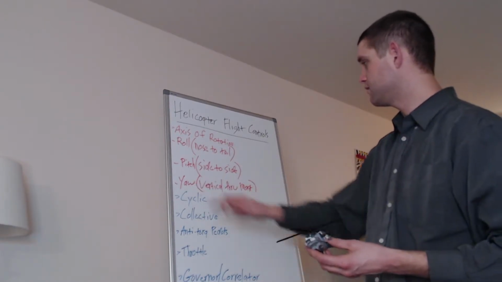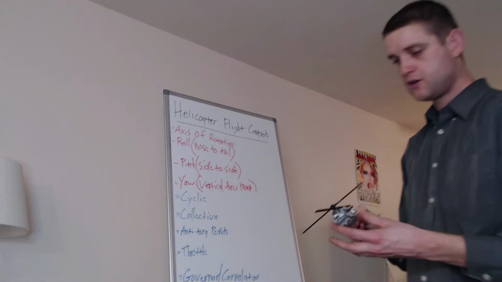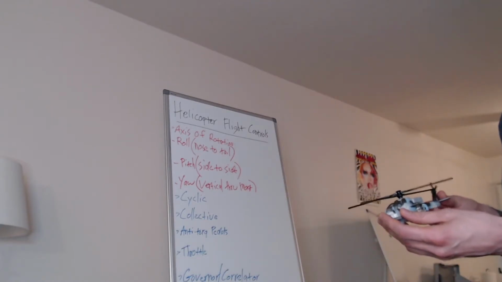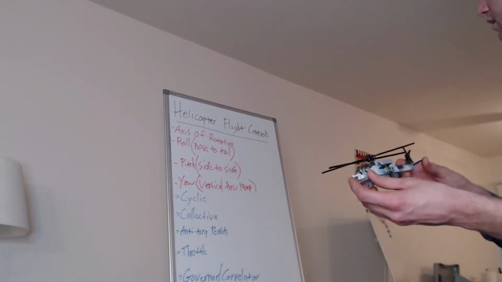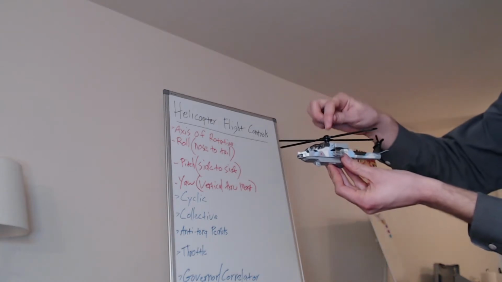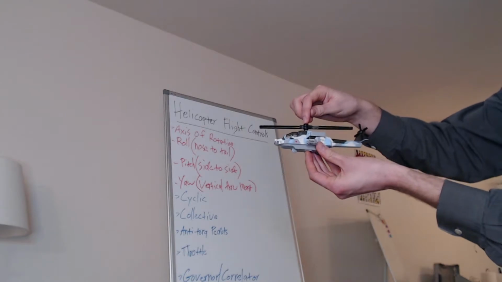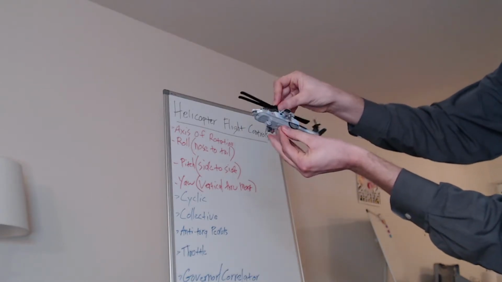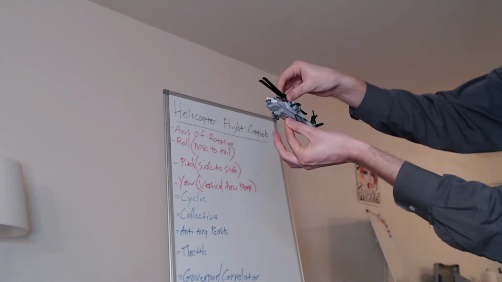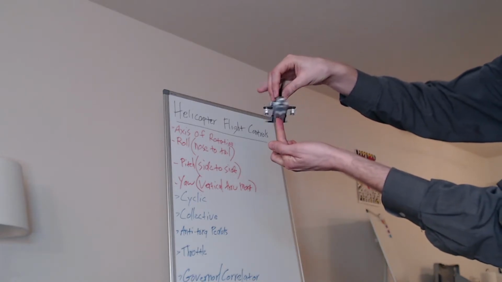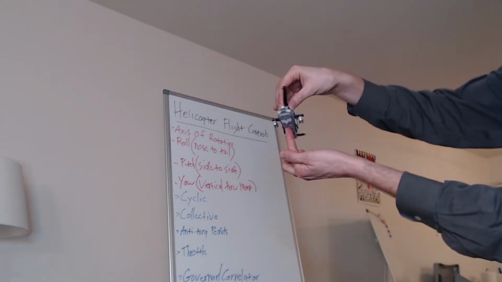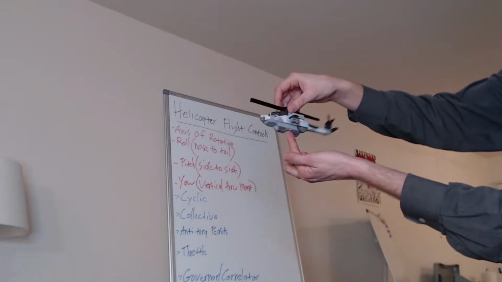Next we have yaw. In this case, we would imagine that we have a cable running from the top of the rotor mast, so at this point here, all the way out the bottom. If you were to rotate the helicopter around that cable, that would be the vertical axis or the yaw axis.